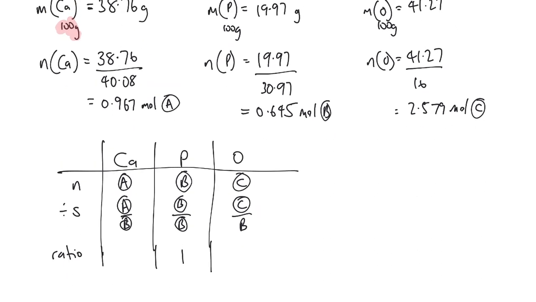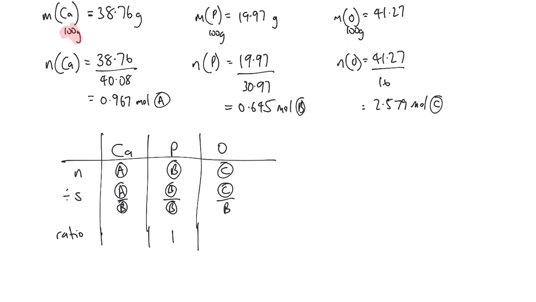This is why we save numbers, yeah? So, A divided by B is 1.499, which effectively is 1.5. And then C divided by B is 4. Now, I have the ratio of calciums to phosphoruses to oxygen.